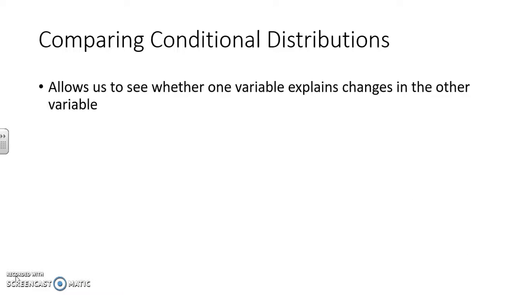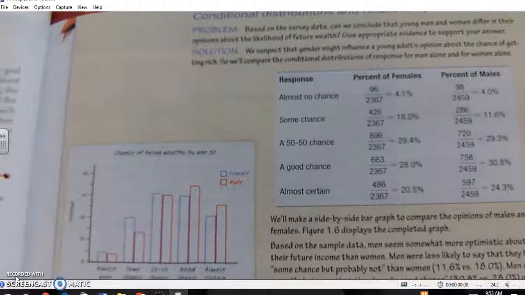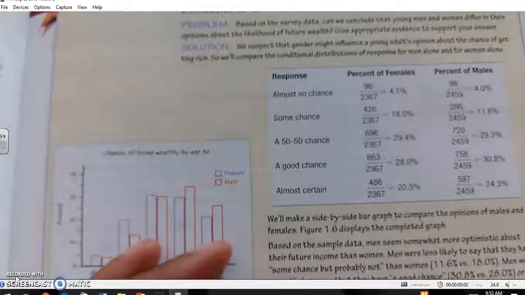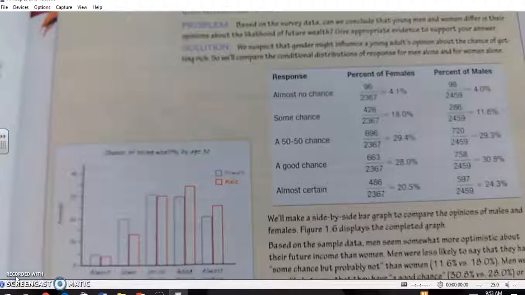Now, if we want to actually see the association or the relationship between the two variables, you have to compare conditional distributions. This allows us to see whether one variable explains changes in the other variable. So here we have both the conditional distribution for opinion among women and opinion among men. And this is going to help us see whether there's some difference in the way that gender affects my opinion on whether or not I'll be wealthy.